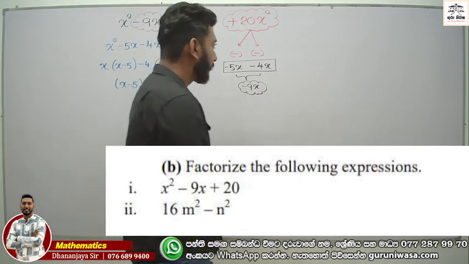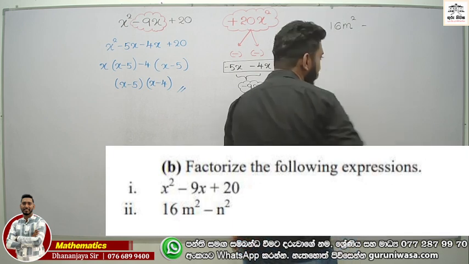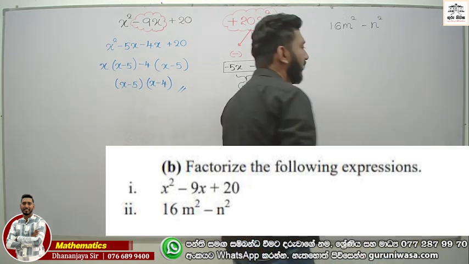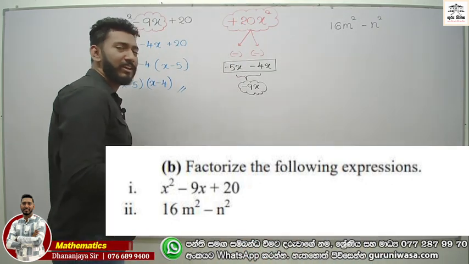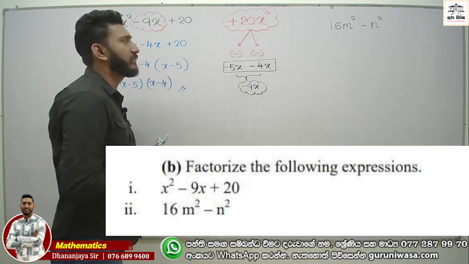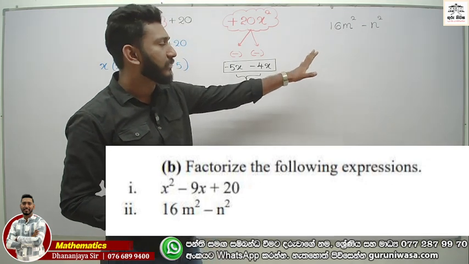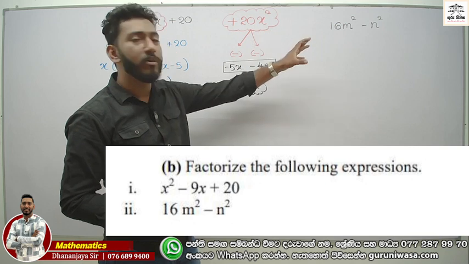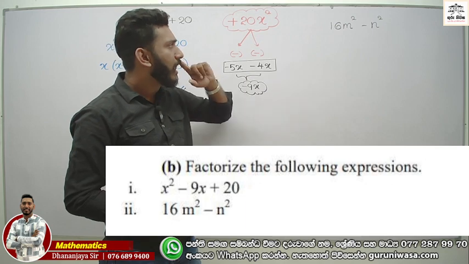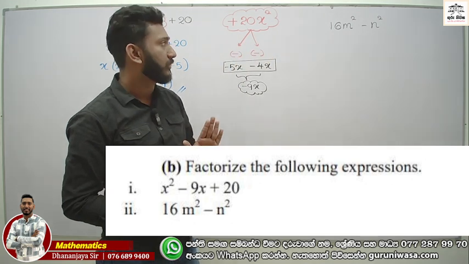16m squared minus n squared. Look at this. And this is a compulsory question, alright? Factors. Now firstly we look for common factors. There are no common factors. There are no trinomial quadratic expressions because there are no three terms, just two things. And this is a difference between two squares.